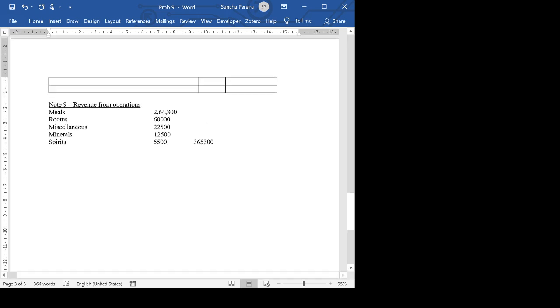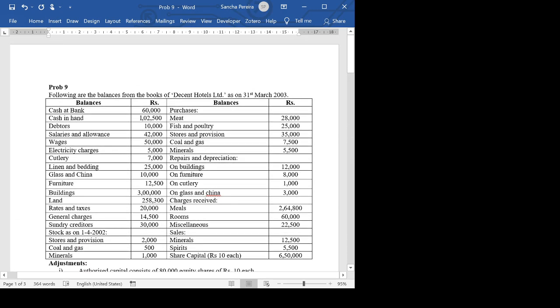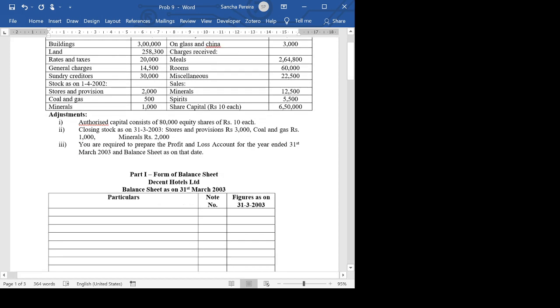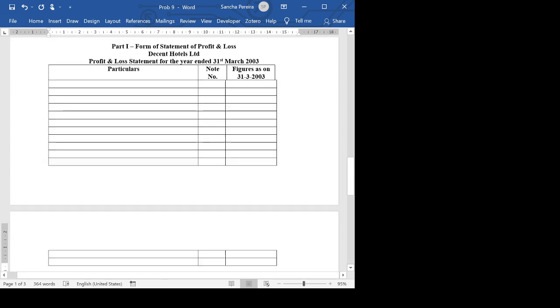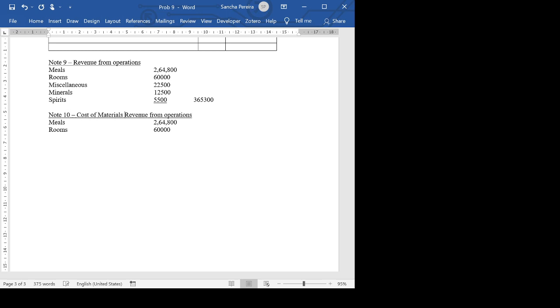Then the next thing is other income. Revenue from operations is the first item. I don't think we have anything under other income in this problem. So now we directly move to the expenses, and the first thing under expenses is cost of materials consumed. Now pay attention to how you calculate this, because you have not done the formula of cost of materials consumed. So our note 10 is going to be cost of materials consumed.